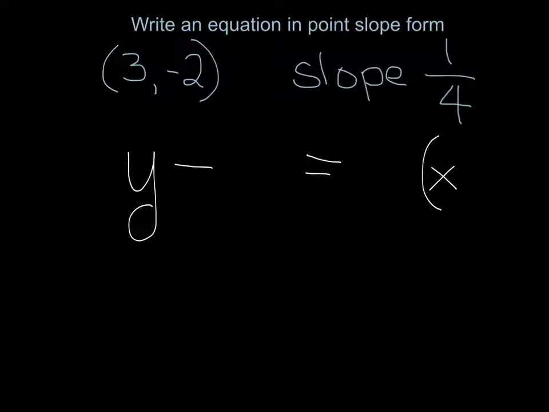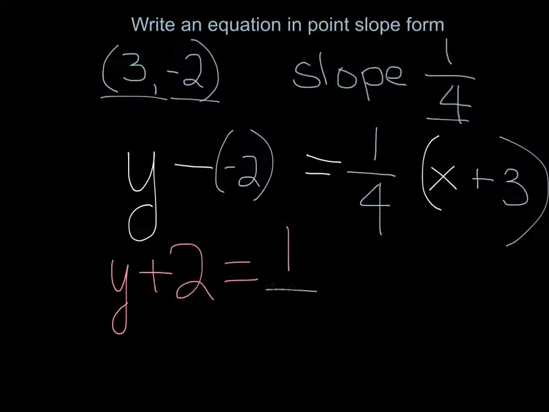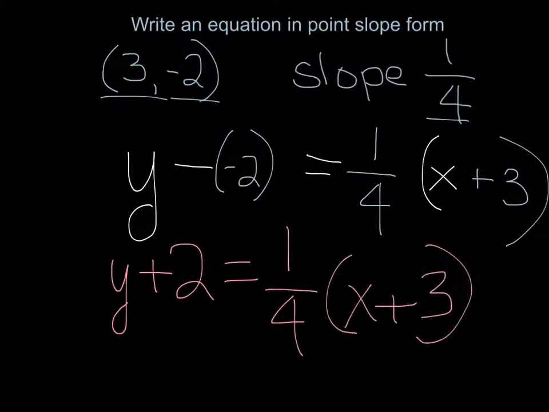So y1 would be -2. Your slope is your 1/4, and your x1 is +3. So you would be able to have this as your equation. You would want to simplify down where you're combining these two negatives. So the point-slope form would be y plus 2 equals 1/4 times x plus 3.